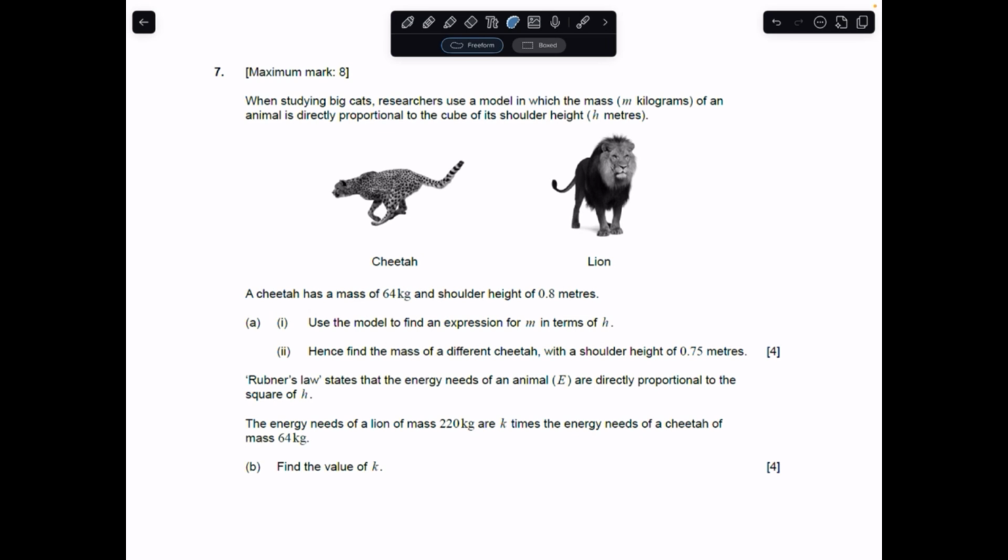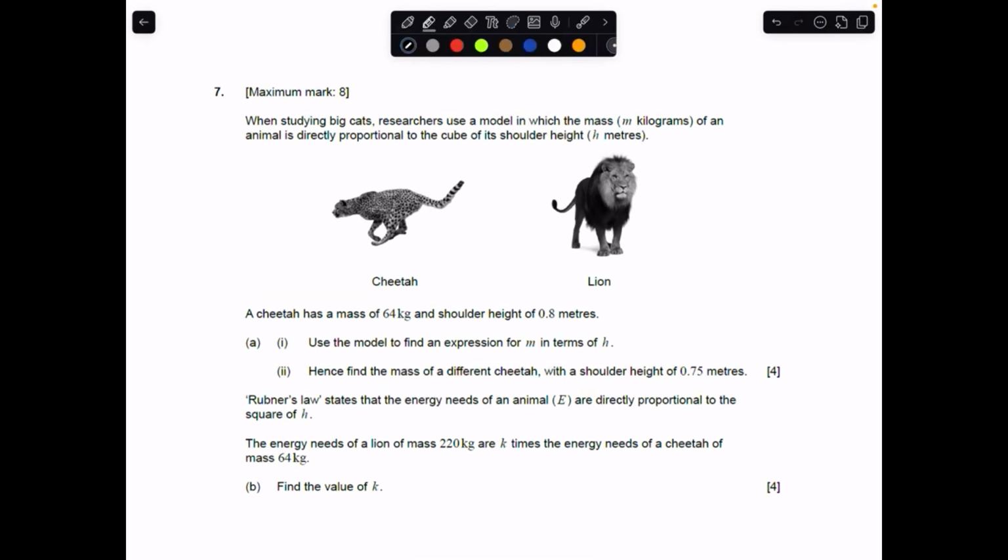이번 영상에서는 간단하게 2024년 페이퍼 1 그리고 페이퍼 2에 출시된 문제 한 개씩 풀이 과정을 다뤄보도록 하겠습니다. Okay, this question is from the IB Math AI HL 2024 May Paper 1 Time Zone 1.